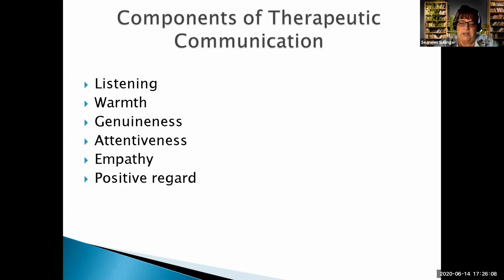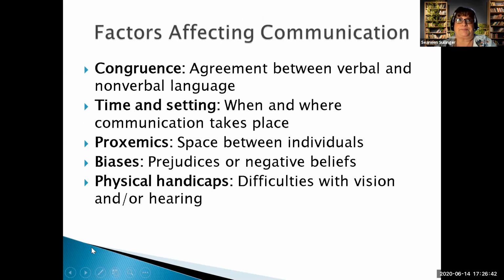There's a genuineness about the conversation. You're really involved with the eye contact and being genuine with your questions. There's some warmth involved. You're very attentive to the person that you're speaking with. And you also have a positive regard for them, and can feel empathy, not sympathy, but empathy. You can put yourself in their shoes and imagine what it would be like to feel what they're going through. And so those are some tips that could help you with therapeutic communication.